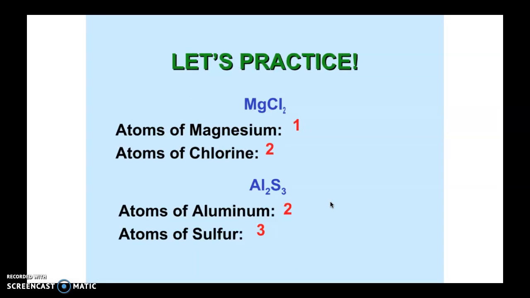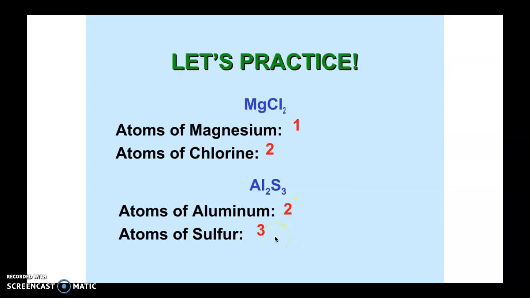So, some practice scenarios here. Mg is the symbol for magnesium and Cl is the symbol for chlorine. There's no subscript after magnesium, so I must have 1 of those. And there is a subscript of 2 after chlorine, so there must be 2 atoms of chlorine. Down here, it's similar, except we have 2 separate subscripts. Al is the symbol for aluminum, S is the symbol for sulfur. This 2 only applies to the aluminum that it comes after. The 3 only applies to the sulfur that it comes after. So we have 2 aluminum, 3 sulfur.